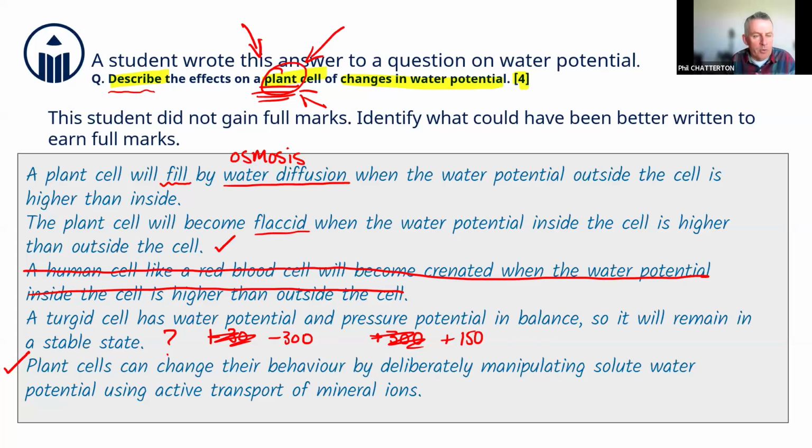So that's a deliberate ploy by the cell to change the shape of a guard cell, which of course determines whether the stoma is open or closed. So again, that's a relevant point.